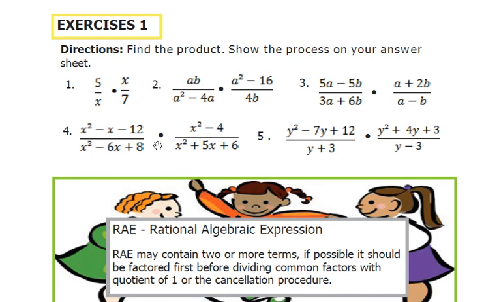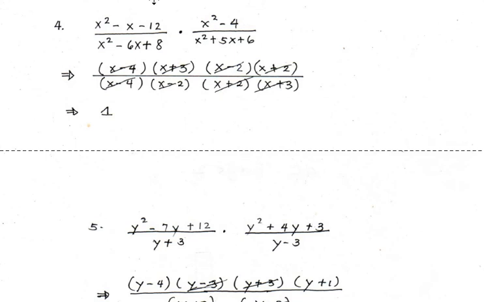Moving on to number 4, we have x squared minus x minus 12 all over x squared minus 6x plus 8 times x squared minus 4 all over x squared plus 5x plus 6. We have to factor out the numerator and denominator of the first factor and the same with the second factor.